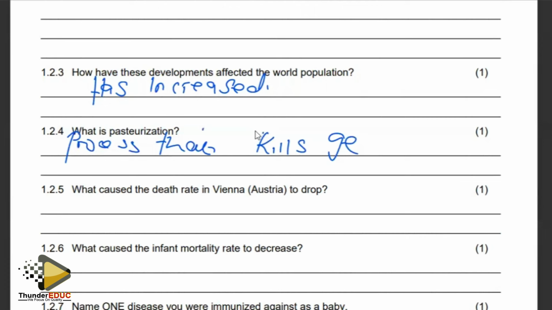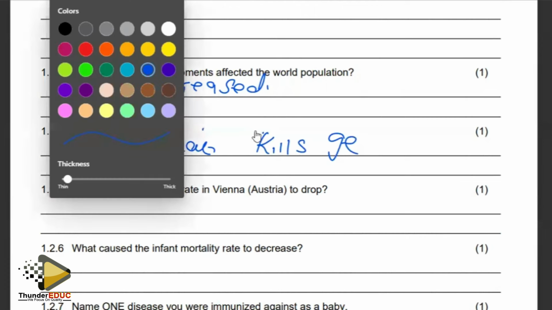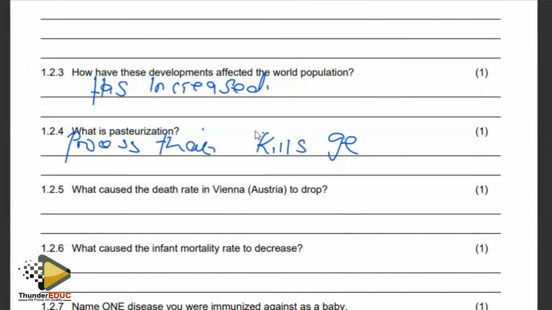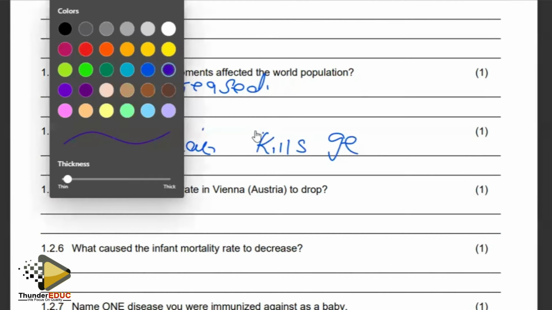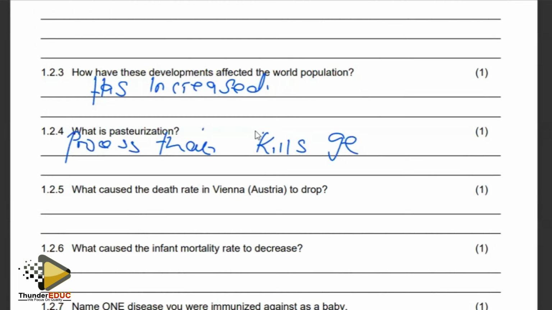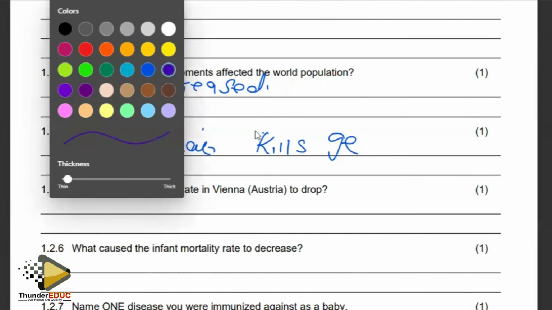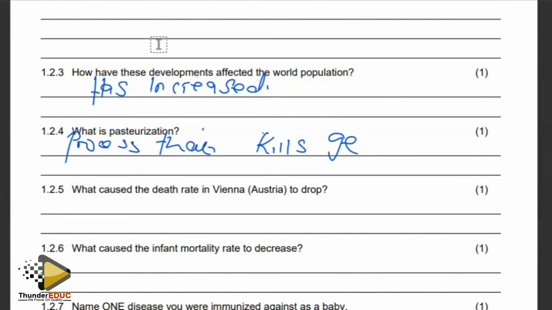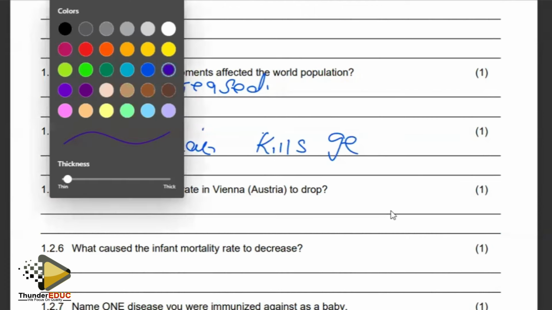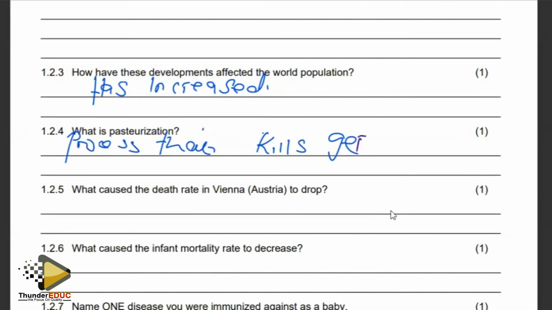A process that kills germs in fresh milk is called pasteurization.